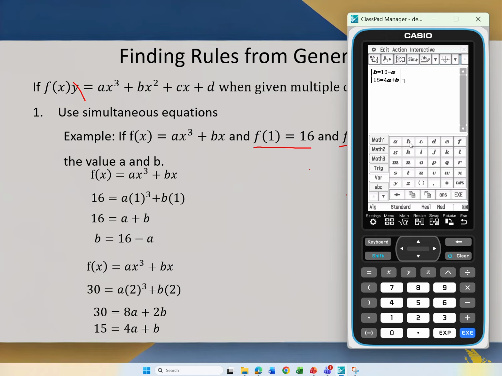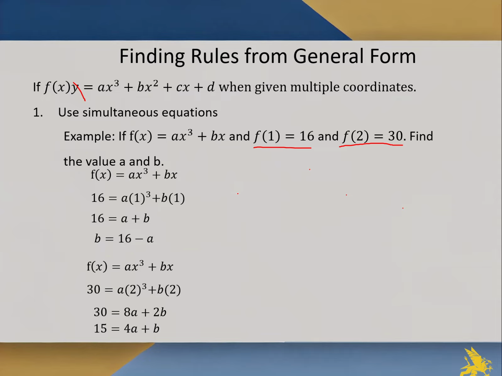What are we after? We're solving for A and we're solving for B, and I can enter and it's going to give me my answer. A is equal to -1/3 and B is equal to 49/3. I can double check that through my working out.